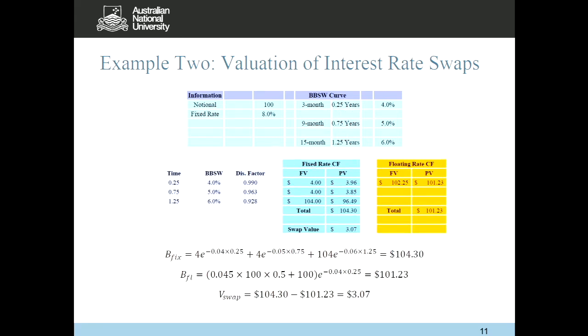So you have to match the time horizon of your cash flow with the maturity of your discounting rate. Because you're discounting back 3 months, you have to use the 3 months BBSW rate to do that. And once you discount that, you will get $101 million for the floating rate bond.